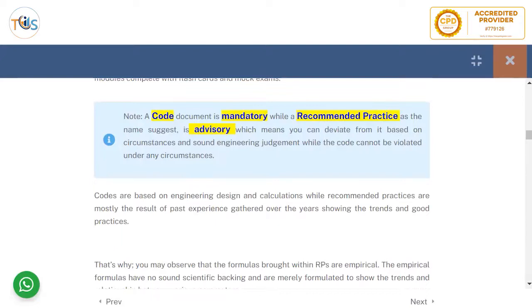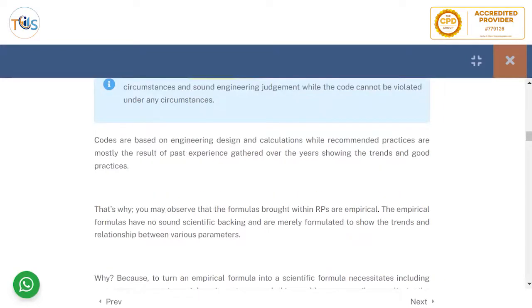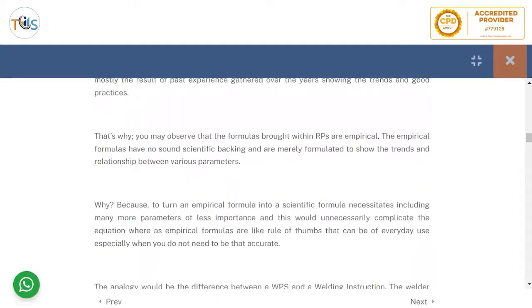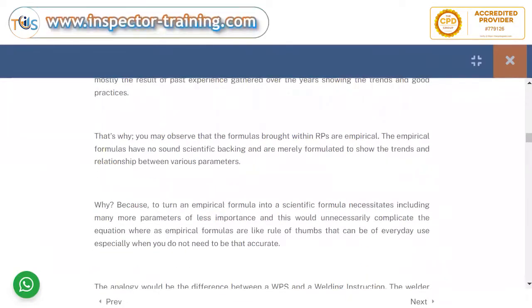As we said, a code is mandatory, whereas a recommended practice is advisory, so you cannot violate a code under any circumstances. It's a black and white 0-1 situation. Codes are based on engineering design and calculation, while recommended practices are mostly the result of past experience gathered over the years, showing the trends. So all these empirical formulas that you see in recommended practices, and sometimes in the code, are actually showing you the trends.